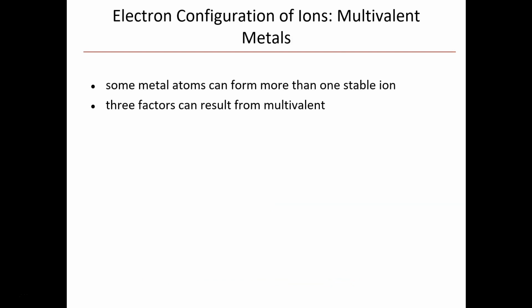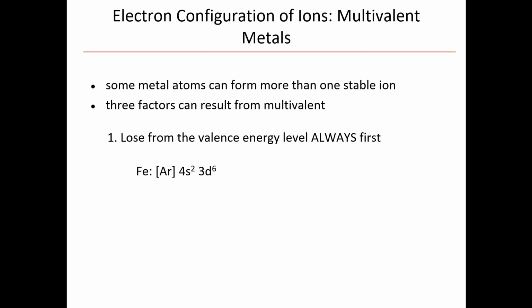When we look at our multivalent metals, these are often referred to as the transition metals, they can form more than one stable ion. And this ability comes from 3 factors. The first factor is that they always lose electrons first from their valence energy level. And for every one of them, they all have a valence s orbital.